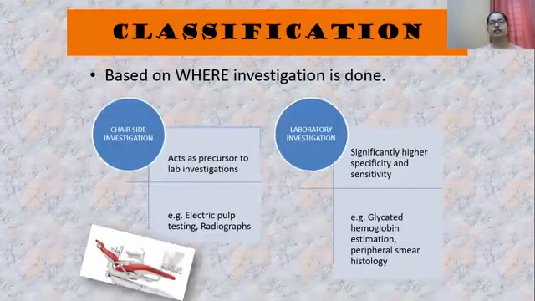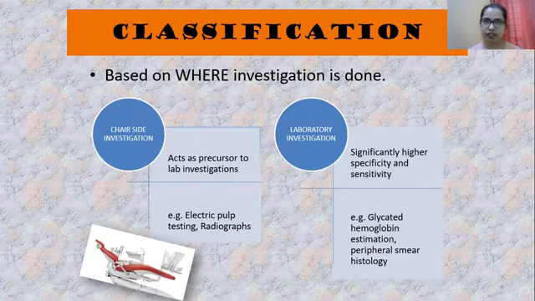Coming to the classification, there are different ways of classifying the investigation, and the first one is on the basis of where the investigation is done. So it can be chair side or laboratory. Chair side is when it is done beside the dental chair, when the patient is lying on the dental chair, and any investigation done there is considered a chair side investigation, and lab investigation is highly specific and sensitive.